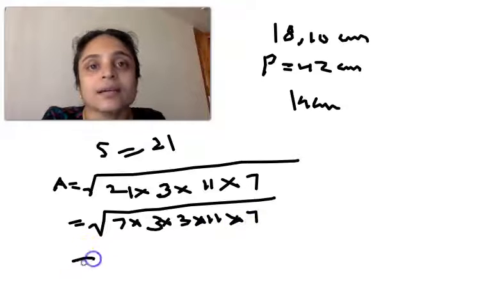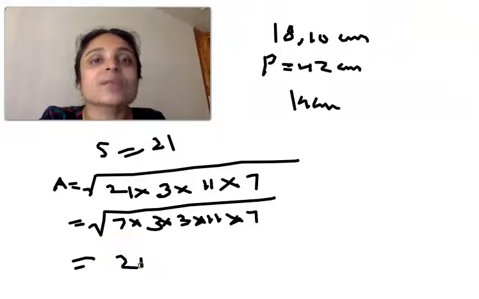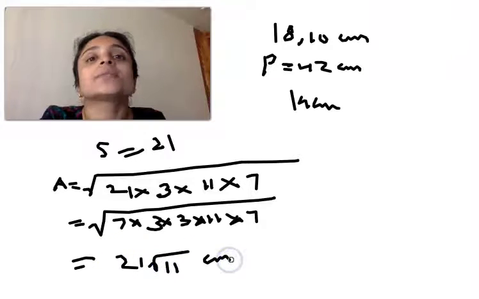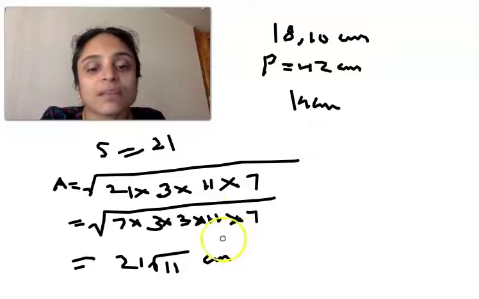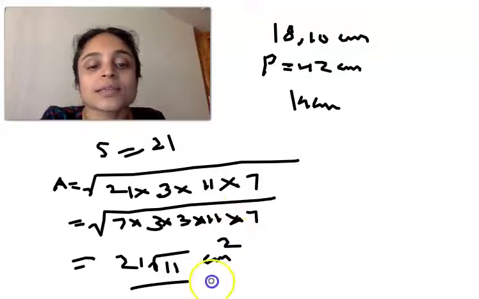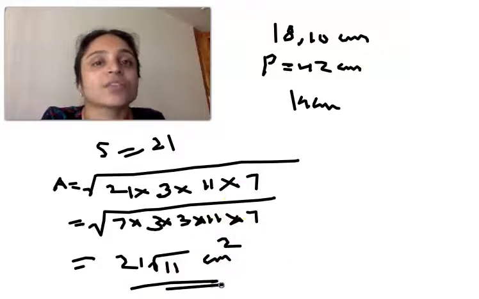So, here 7 and 3 are occurring 2 times. So, we can take 7 into 3 outside, which is equal to 21 and this root 11 is there. So, 21 root 11 centimeter square is the area of this triangle.